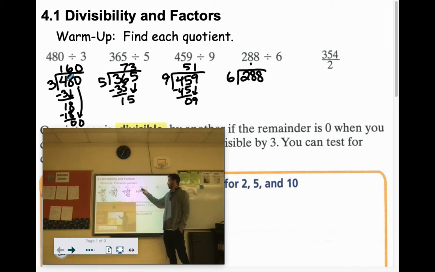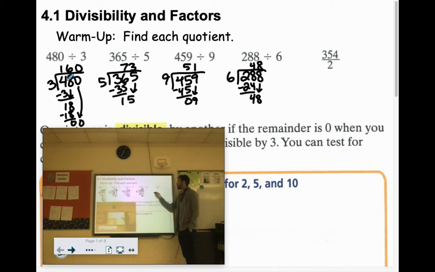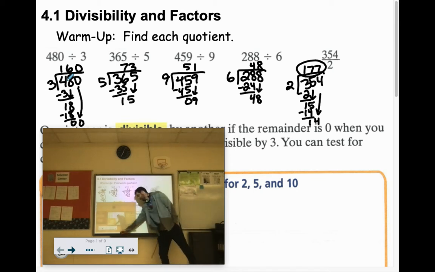288 divided by 6. 6 goes into 28 4 times. 24. Bring down the 8. 6 goes into 48 8 times. So 48. And then 354 divided by 2. 2 goes into 3 1 time. 2 goes into 15 7 times. And 2 goes into 14 7 times. So 177.